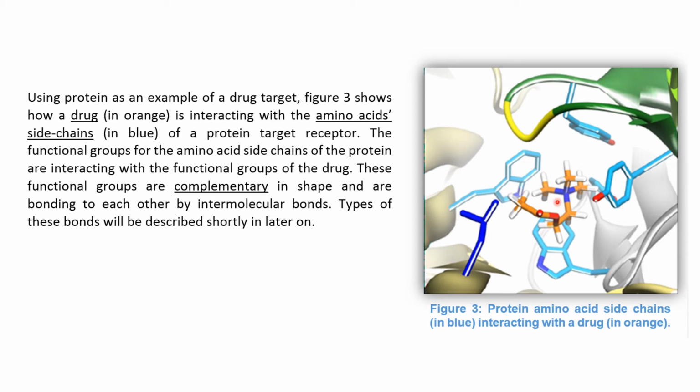The drug should fit this binding site. It should have the proper shape, and it should also have the proper intermolecular bonds, which we will discuss soon, that represent the way these functional groups are interacting with each other.